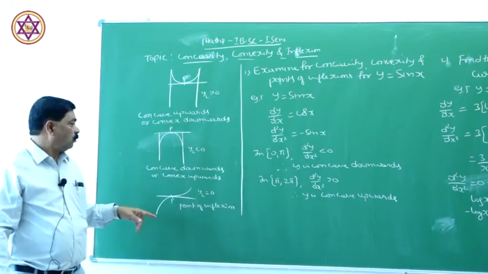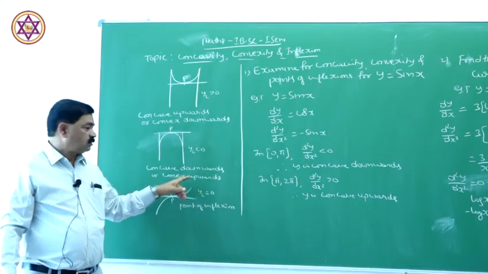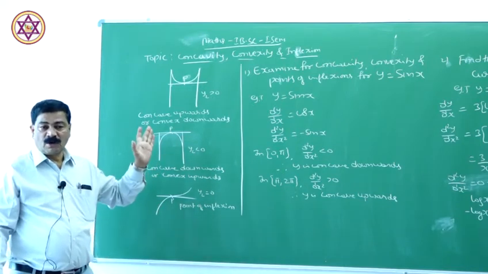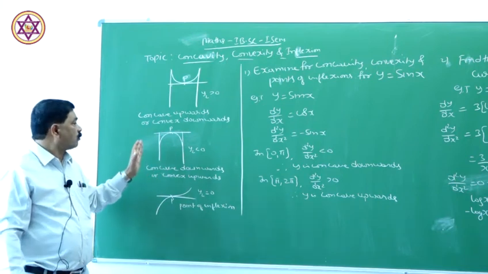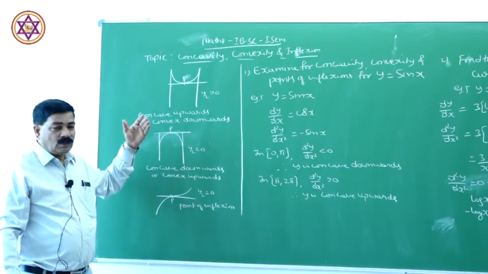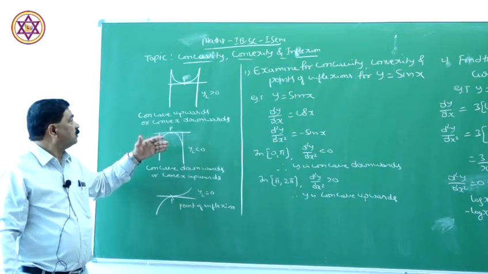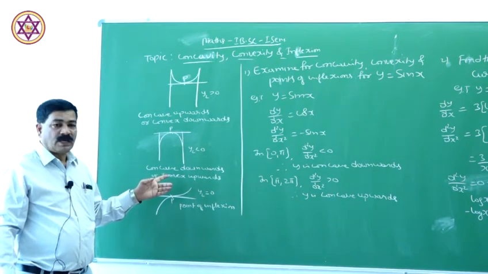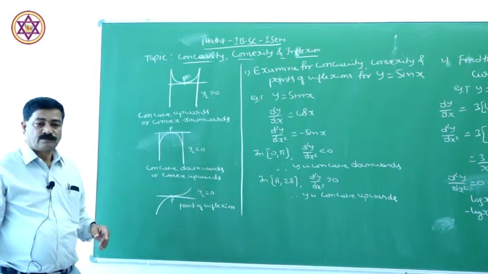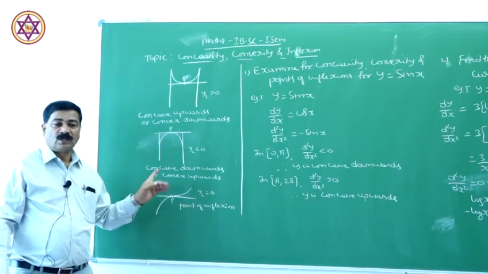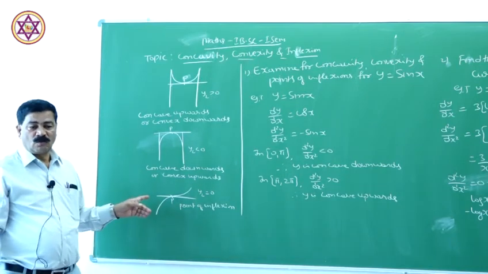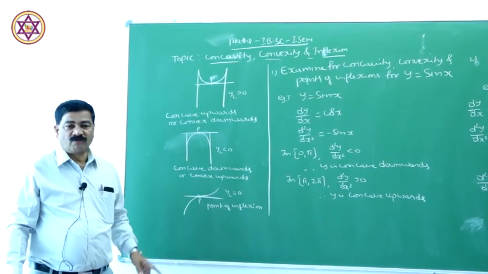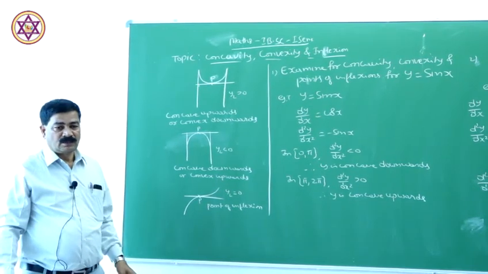Next, the curve is said to be concave downwards or convex upwards at a point P if in the neighborhood of P the curve is above the tangent on both sides. A point on the curve at which the curve changes from concavity to convexity is called the point of inflection. Once again, I repeat this one.